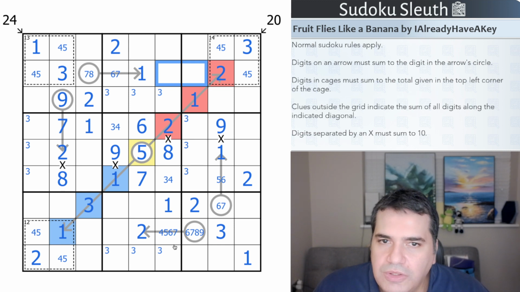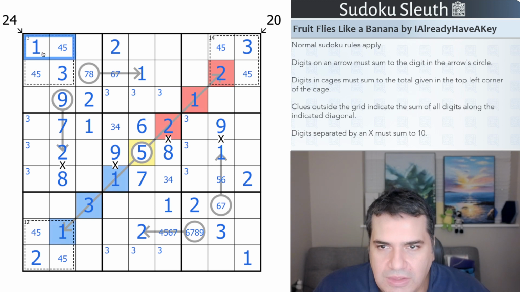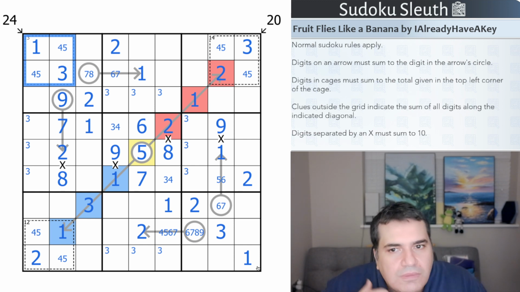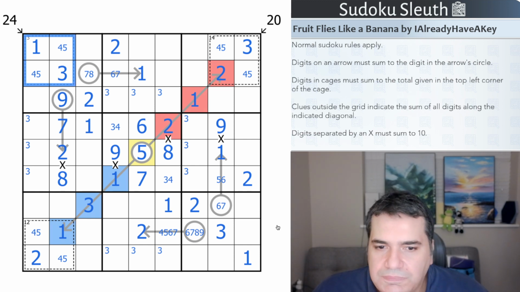Pardon me, I'm just trying to take it all in to think around, what am I missing? Sort of make a bit of progress. So the arrow sums are done, the X's are done, the cages are basically, again, done, and the killer clues are also done. So really, we're just left with classic Sudoku to make a bit of progress. Let me have a think around, what may I be missing?